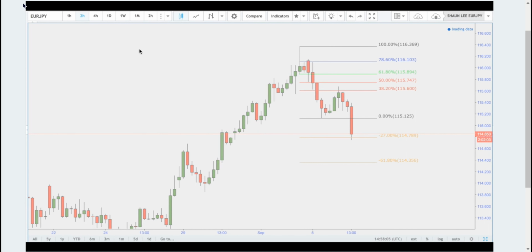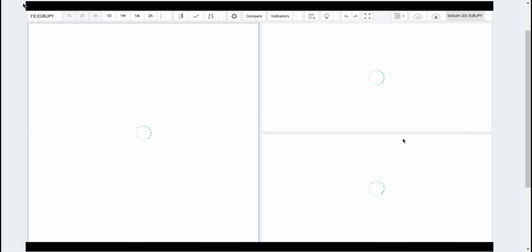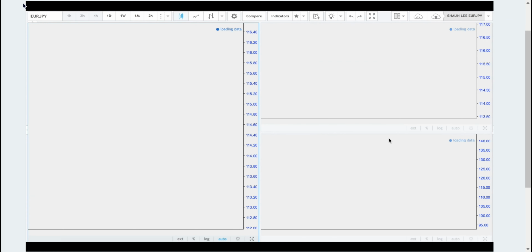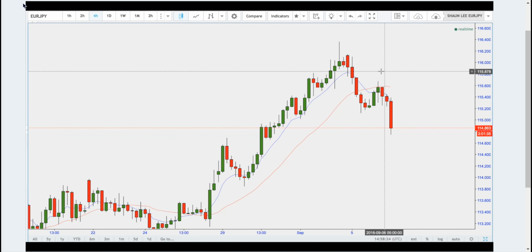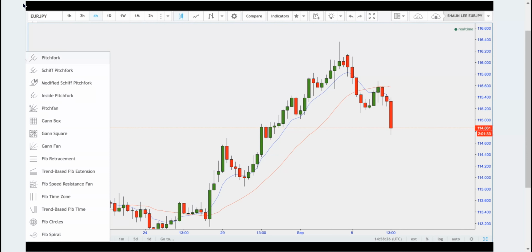Right, now on this one, I'll keep on the 4-hour. We've got the significant high, we've got the low here, we've got the wave, and we've actually hit the 38.2 retracement level, which is 115.60, and then we've now hit 114. Okay, what is that level? 114.85, which is in fact our D extension.